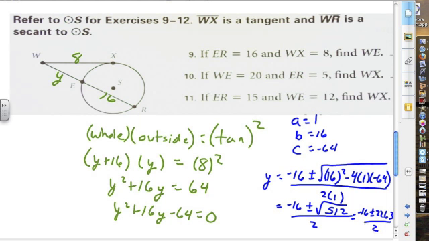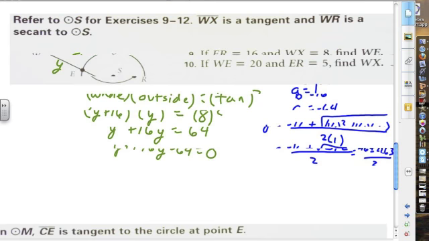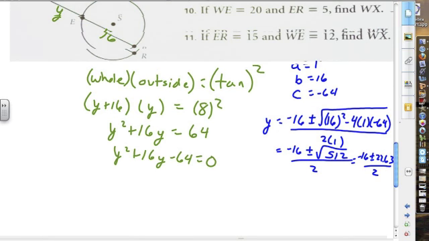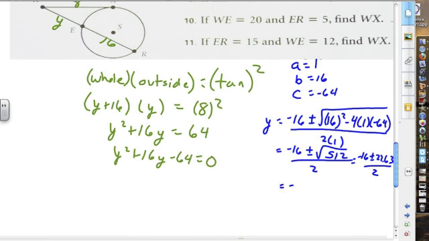Well, if I do the minus, I get a negative 16 minus 22. I get a big negative number. Got a problem with that? I do, because I can't have this length WE, which is the y, be a negative value. So the only one that's going to work here is the plus. So that means this is going to be a negative 16 plus the 22.63, or the square root of 512.